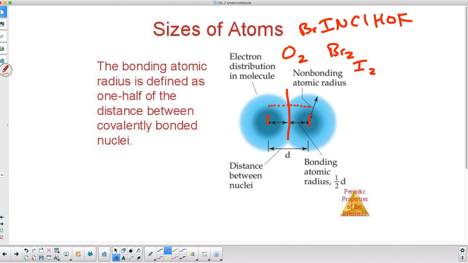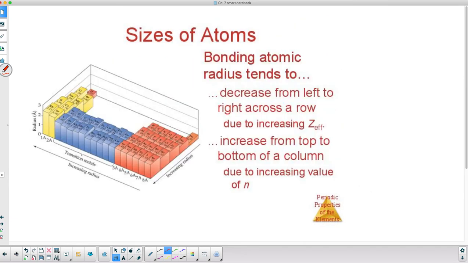So notice that the problem is that it gets real fuzzy as to where the last electron is, and it's always a probability statement anyway. These electrons are moving around so fast we can't even tell where they are, but we get the general idea. So atomic radii ends up being, again, another big-time math problem. So take a look at the size of the atoms.